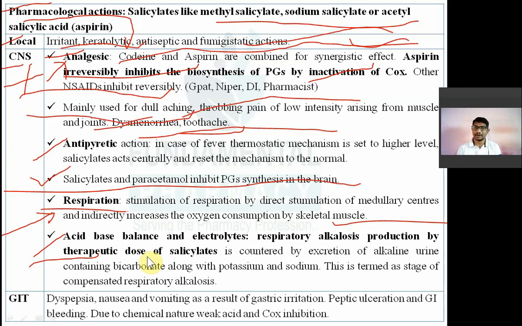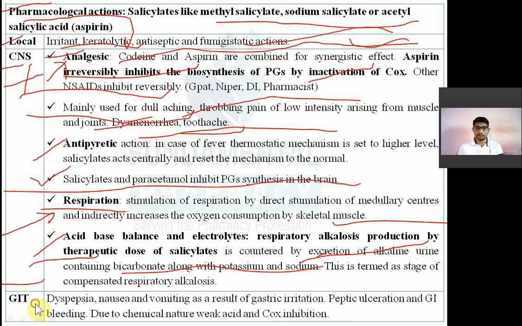So once urinary pH is on the basic side, salicylate, being a weak acid, will be easily ionized in the basic pH and will be easily excreted. So overdose of salicylate can be countered by increasing the excretion of salicylic acid with alkalization of urine, using bicarbonate along with potassium and sodium. This is termed a stage of compensatory respiratory process.